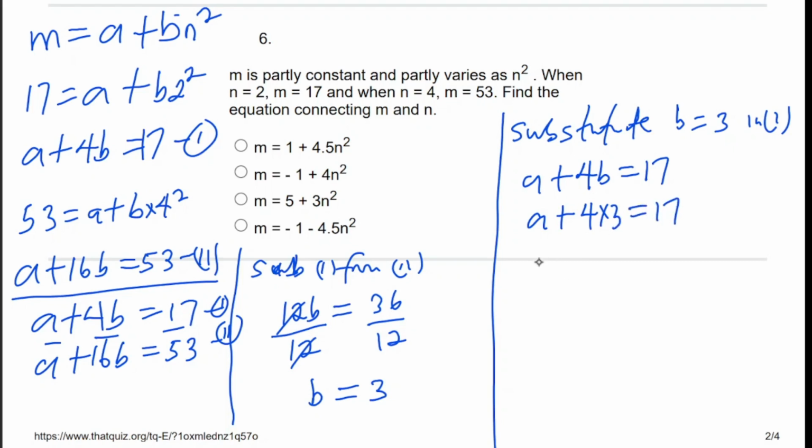So therefore, a plus 12 equals 17. So we can then say a equals 17 minus 12, that is equal to 5.